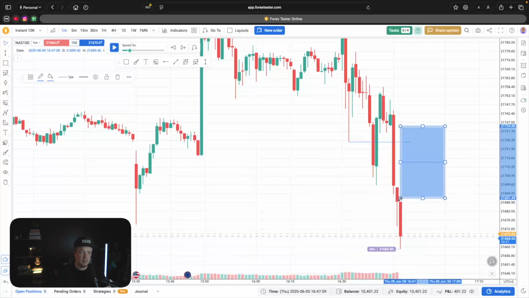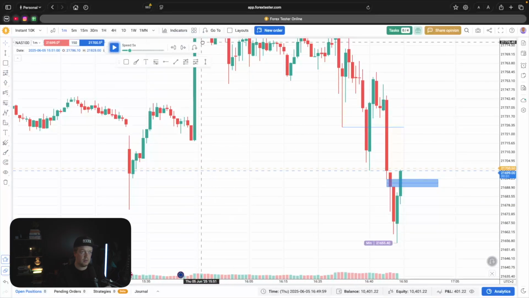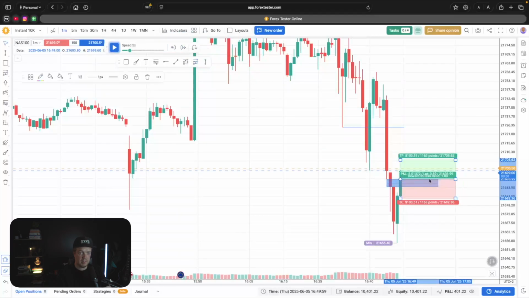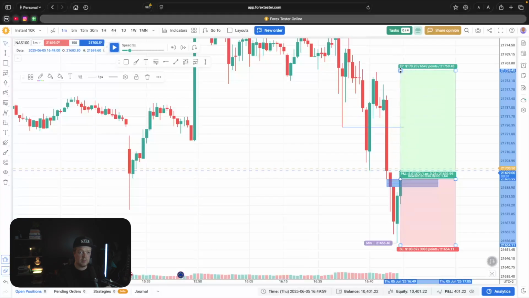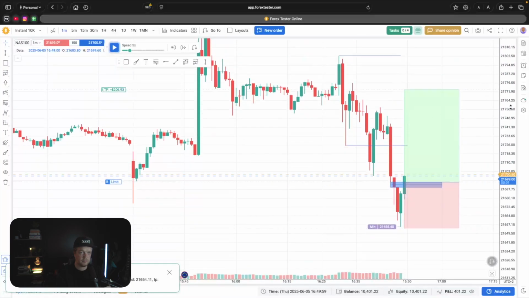There's another one that was being formed right over there. Nice and small. So now we wait for a break to the upside. There we go. Let's put a buy limit right over there. Stops below this low. And we target a fixed 1 to 2 risk to reward. Let's put in our buy limit, 1%, place order.